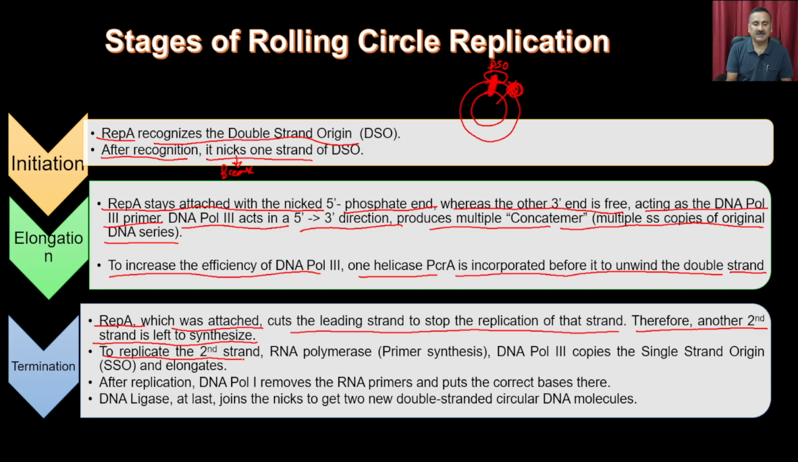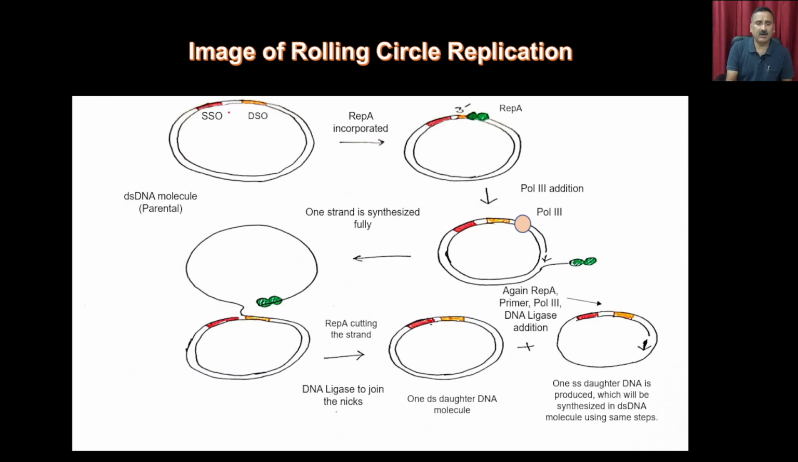To replicate the second strand, RNA polymerase, for primer synthesis, and DNA pol 3 copy the single stranded origin and elongate. After replication, DNA pol 1 removes the RNA primer and puts the correct bases there, and then DNA ligase joins the nicks to give you the double stranded circular DNA molecule. So, this is exactly what is going to happen.